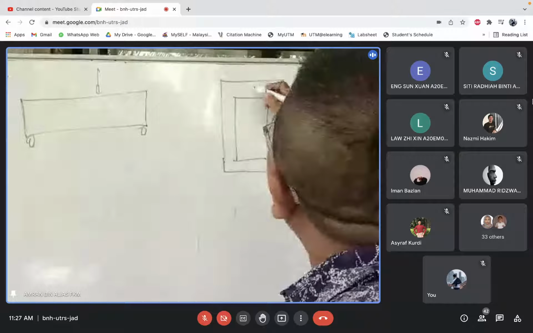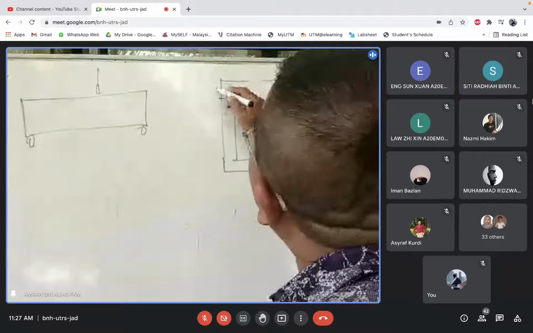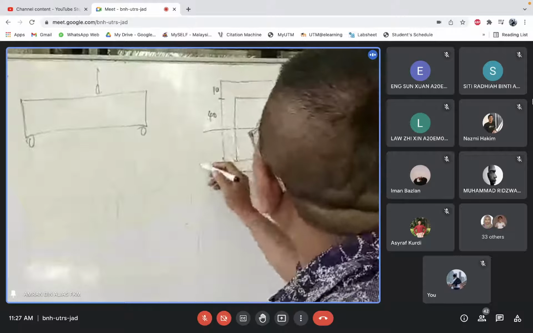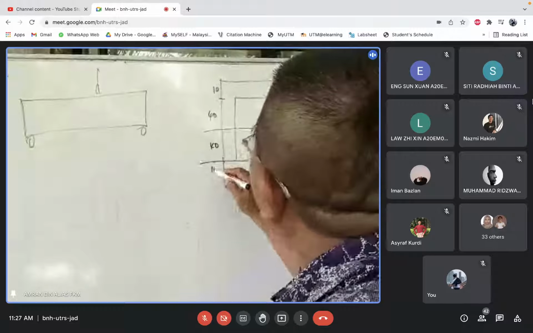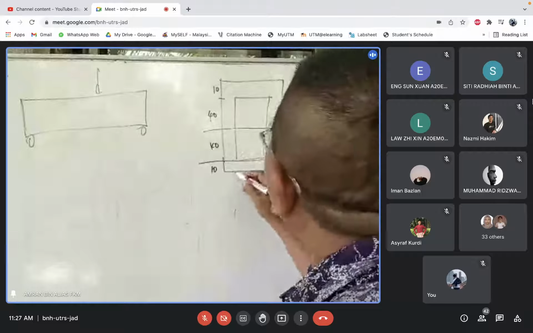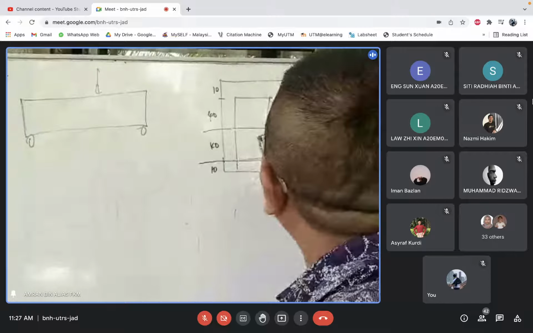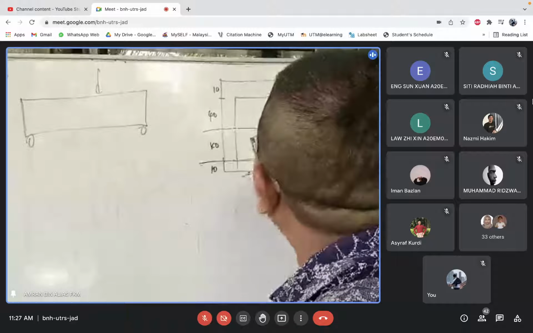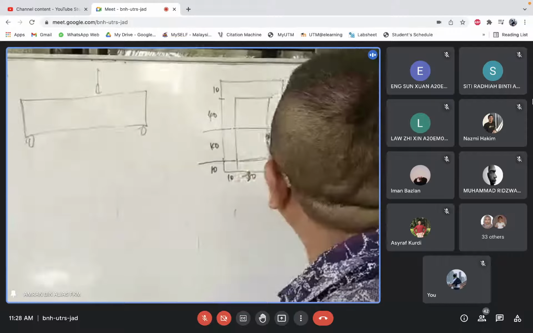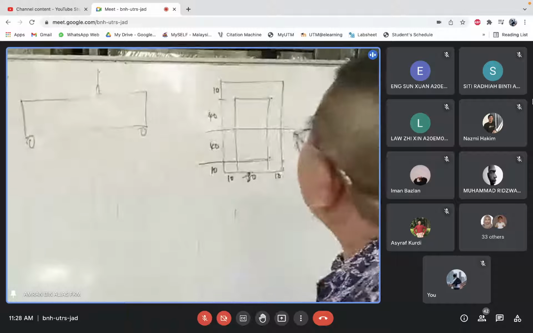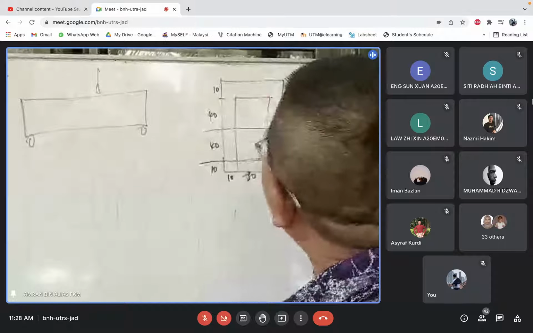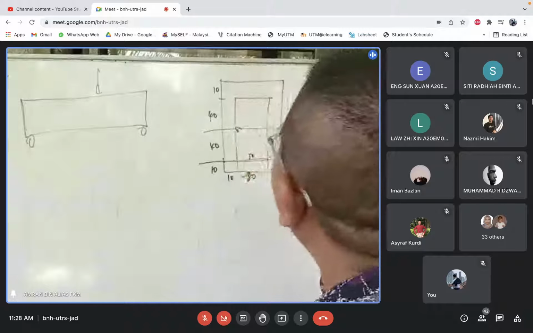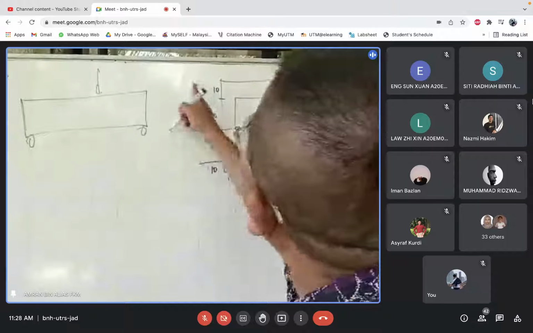Let's say this is 10 mm. This is 40, this is 40. This is 10. So here, this is 30, this is 10. This is 10. That means the inside here is 30 times 80. Outside here is 50 times 100.